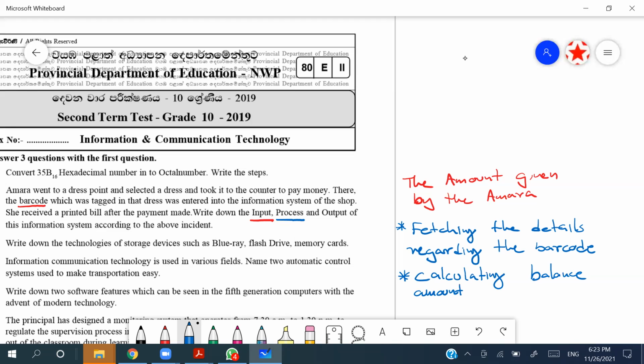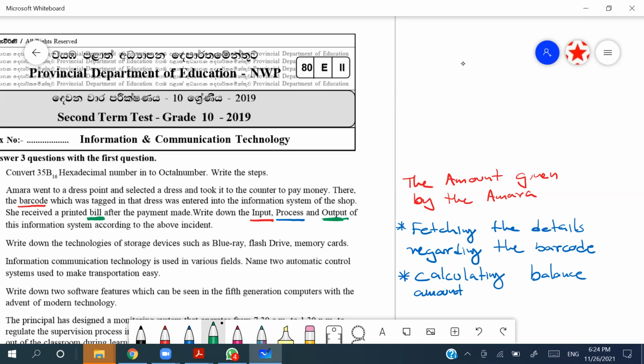And regarding the output, there is only one output. It is the bill, right? Definitely it's the bill. Yes, the printed bill. It's better you go with printed bill or just bill. So that is going to be the only output that we can find.